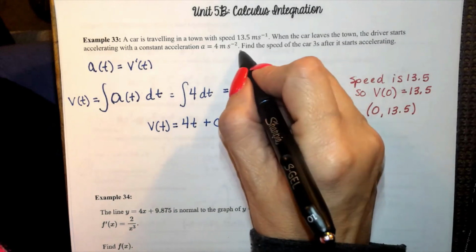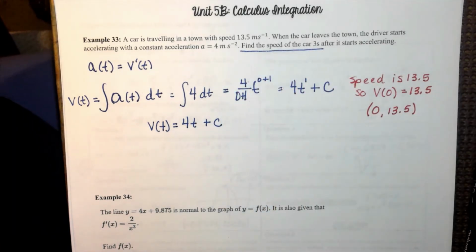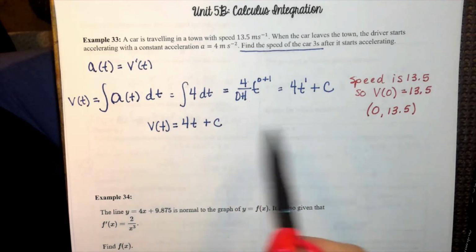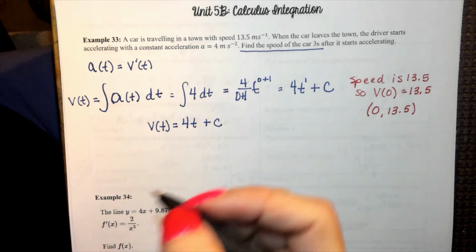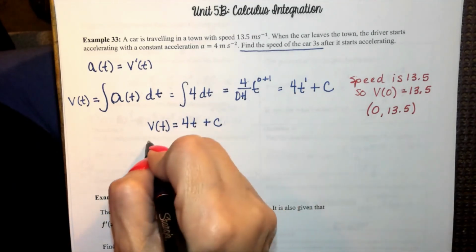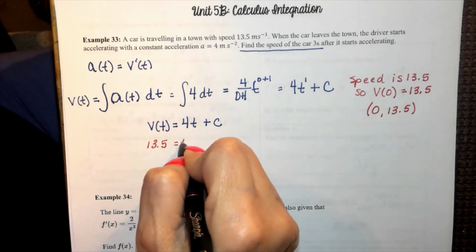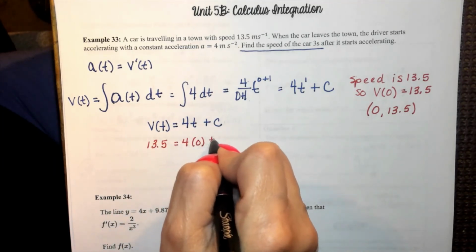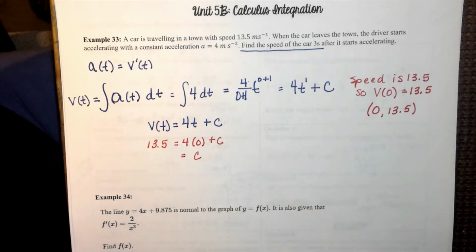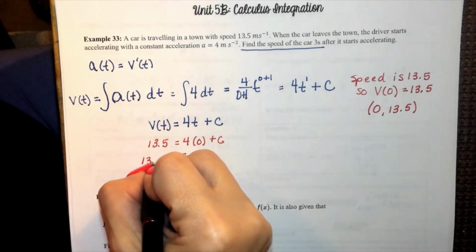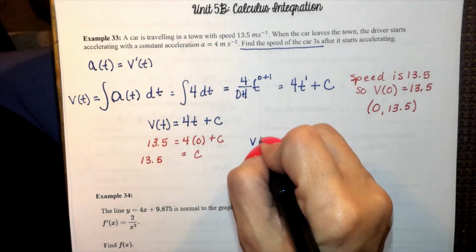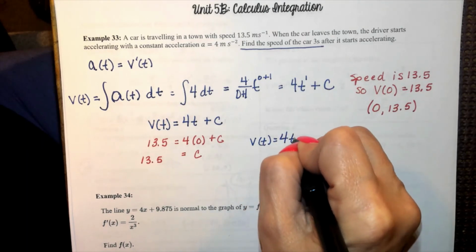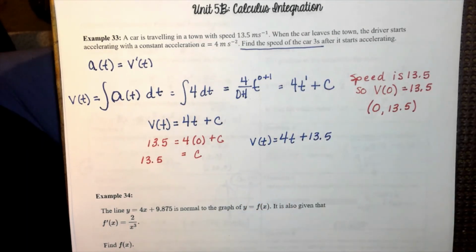I still haven't gotten what I need. I need to find the speed of the car at 3 seconds. So when the time is 3, I need to figure out what it is, but I don't have enough information yet. So what I'm going to do is plug this in. Once I know c, I can solve this. So v of 0, that's 13.5, equals 4 times 0 plus c. If you think about this, it makes sense. The constant is 13.5 meters per second because that's the constant speed I was going at the beginning. So v of t actually equals 4t plus 13.5 meters per second.